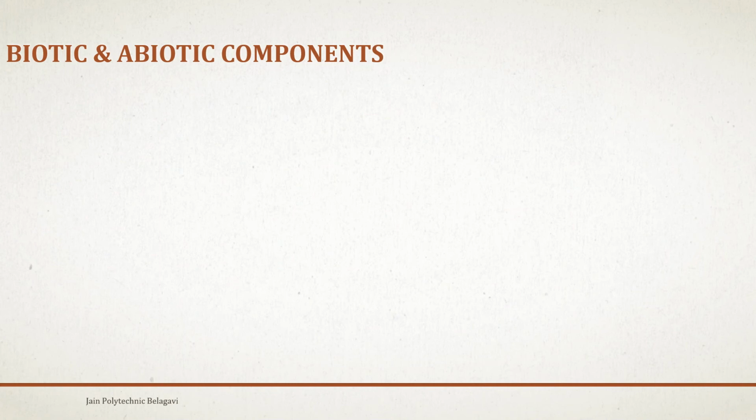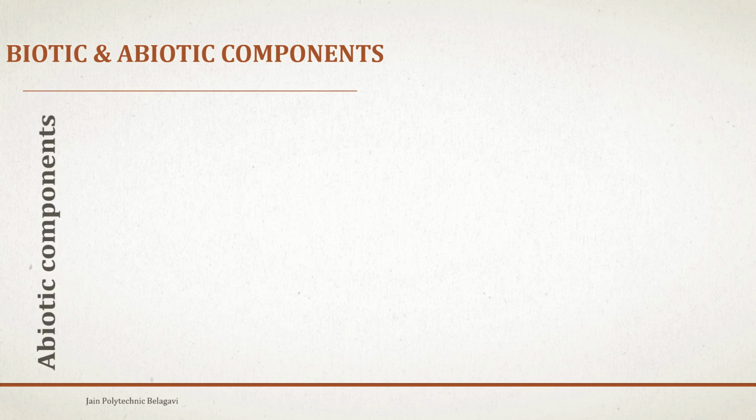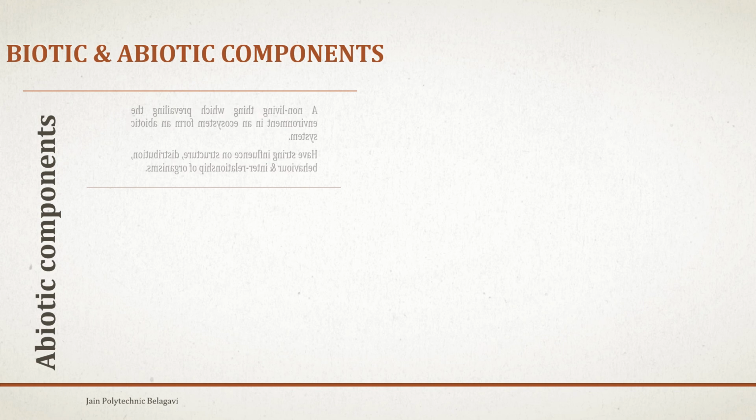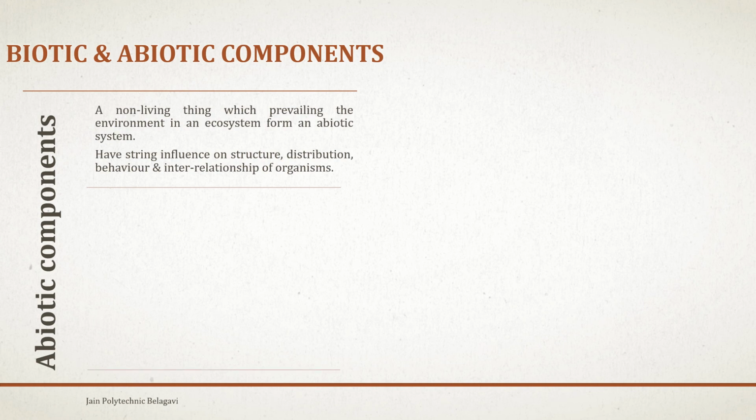So again, I will be explaining with some examples how these biotic and the abiotic components are differentiated. So the first thing is abiotic components. These are the non-living things prevailing in the environment of an ecosystem that form an abiotic system. In the sense, whatever the non-living things, they are leading the environment in the ecosystem, and these things have strong influence on structure, distribution, behavior and interrelationship of the organisms.